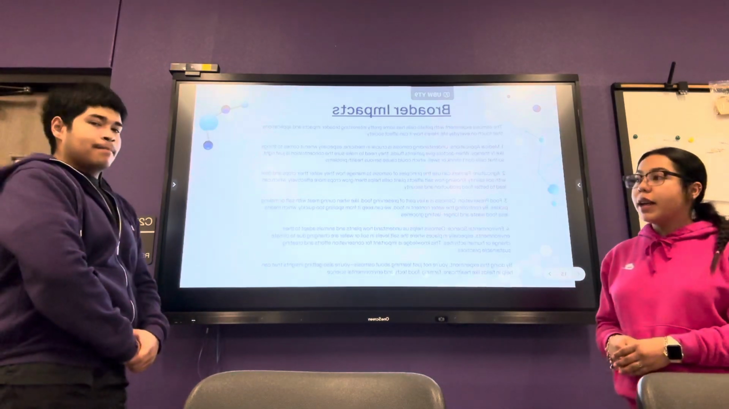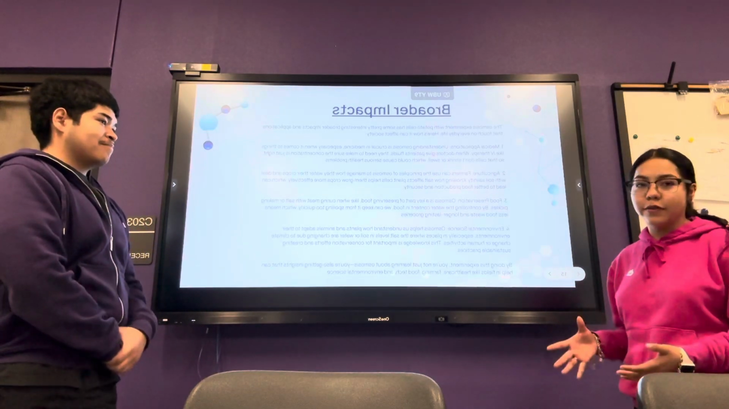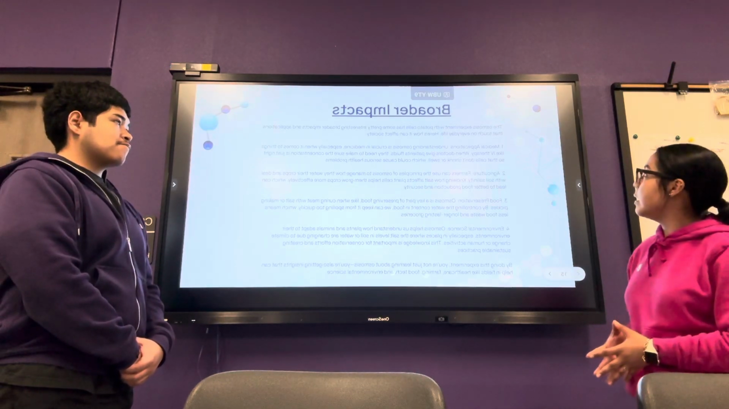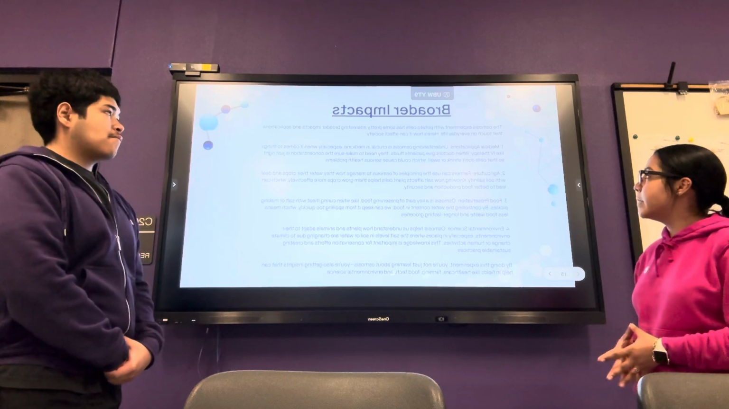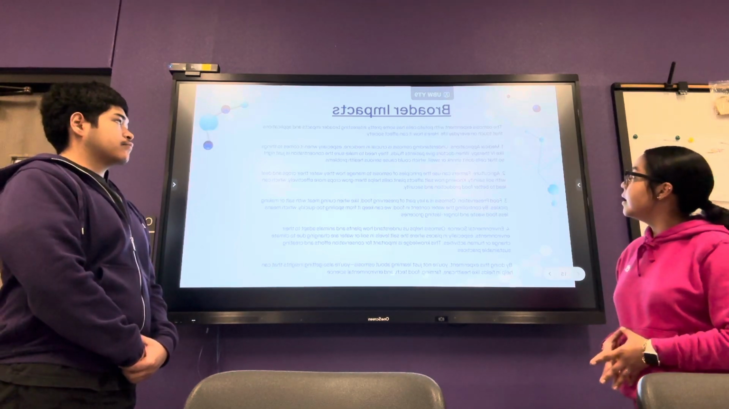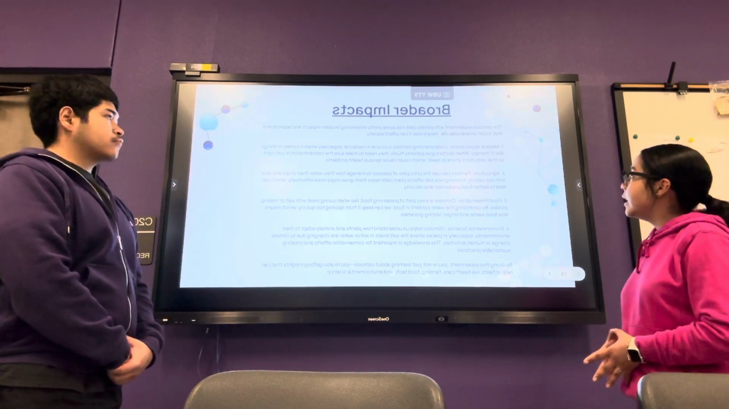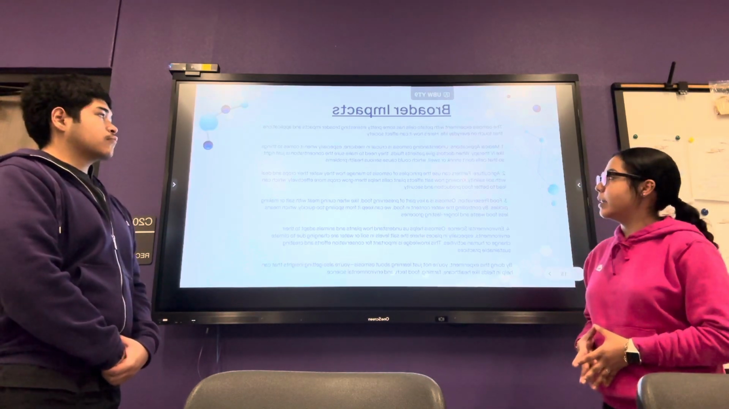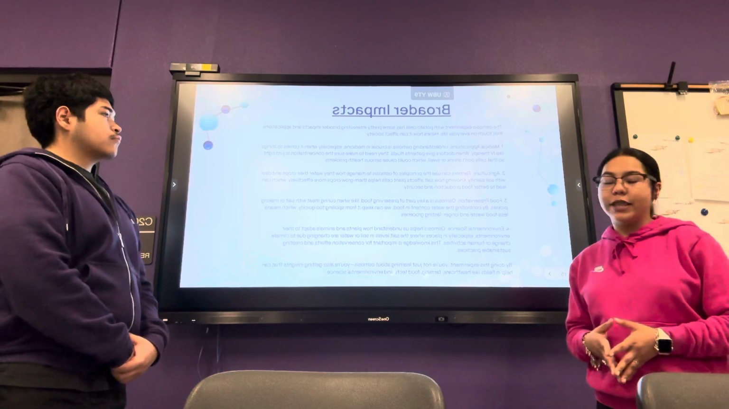So for our broader impacts, this experiment had a bunch of different ways that it could impact society. The osmosis experiment with potato cells had interesting impacts that touch on everyday life. It starts off with medical applications. Understanding osmosis is very important in medicine, especially when it comes to things like IV therapy.